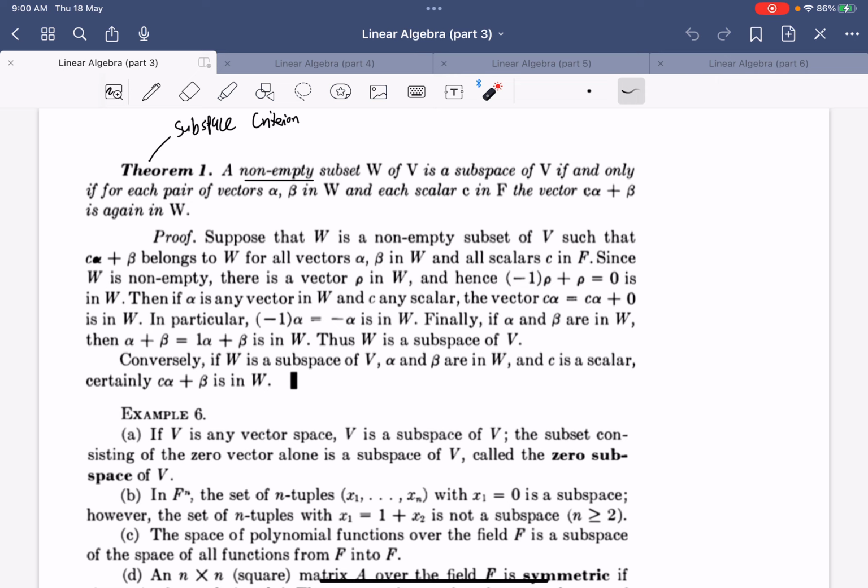And the proof follows that as long as W is a non-empty subset such that c alpha plus beta is in W, then of course it's a vector space. Because since W is not empty, there will exist a vector p such that minus 1p plus p is 0, so the zero vector is inside. And then you can just check the other properties will also be true.